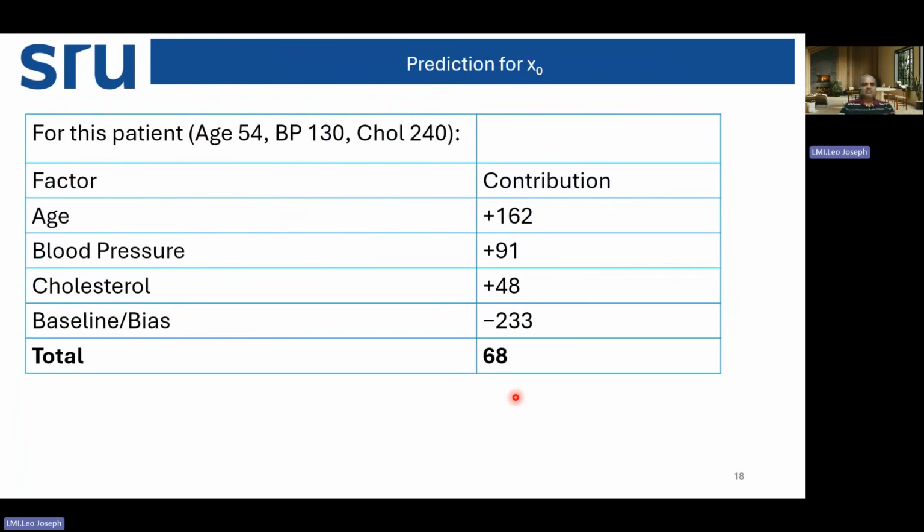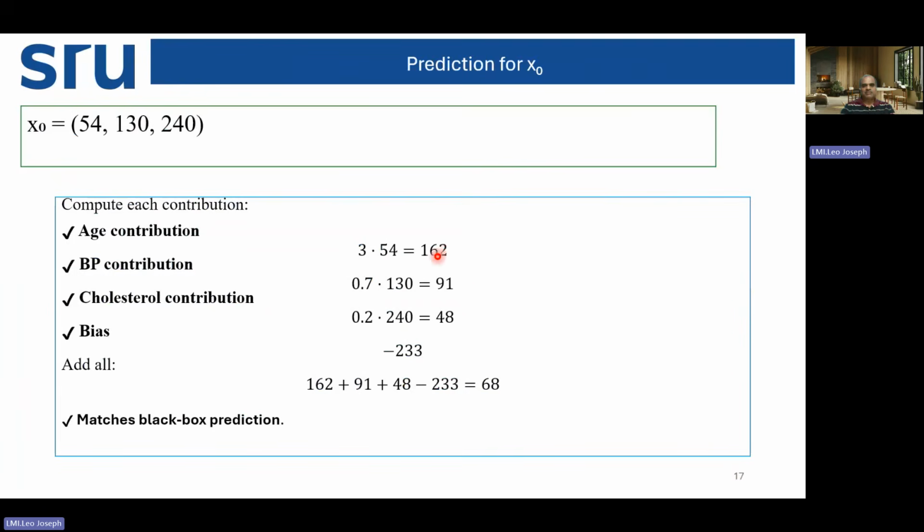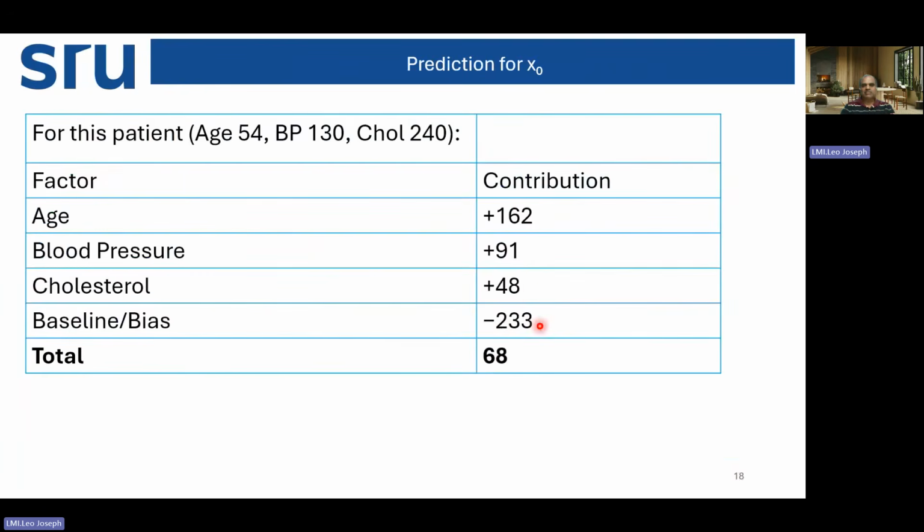Fine. So for this patient, what are all the different things you have calculated? Plus 162, plus 91, plus 48, bias is minus 233. So total is nothing but 68. This is how the model is predicting. But what you understand, age is 162, blood pressure is 91, and cholesterol is 48. These are the contributions of different parameters.